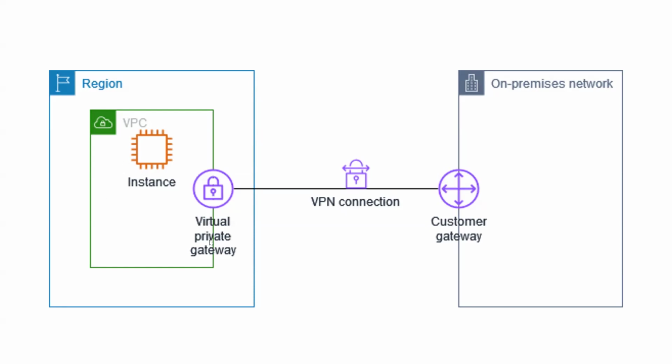Then there is the virtual private gateway. It is the entry point to the cloud network which manages the VPN connection. For example, AWS VPC for secure connection to VPCs. Then there is the customer gateway, which represents the on-premises network, the VPN endpoint for the VPN connection. Example, office router connecting to AWS via VPN.